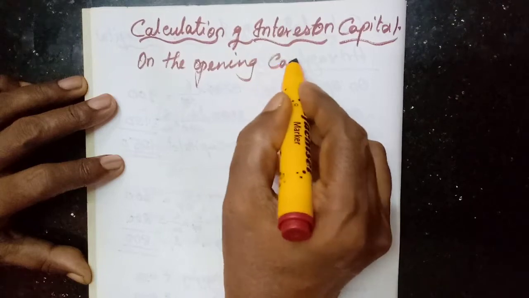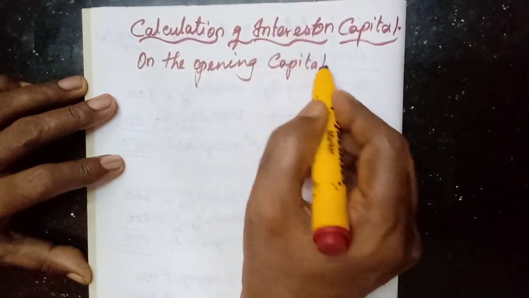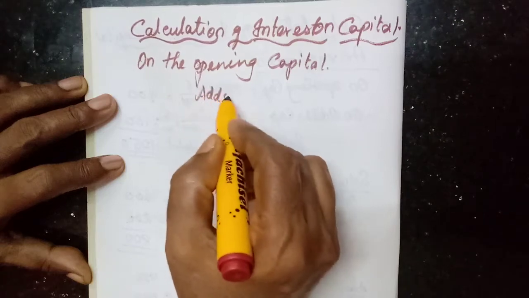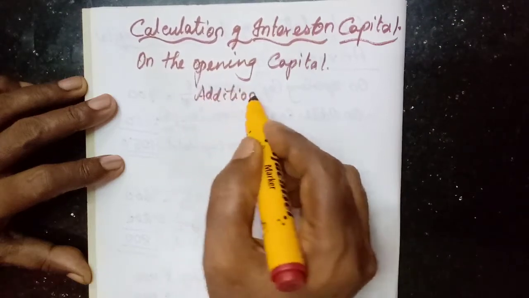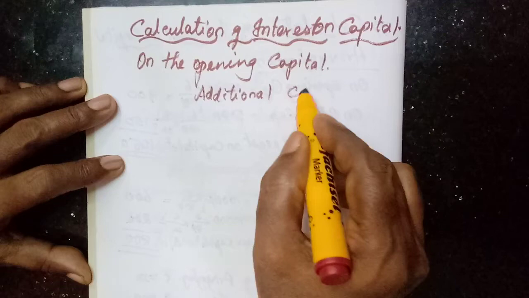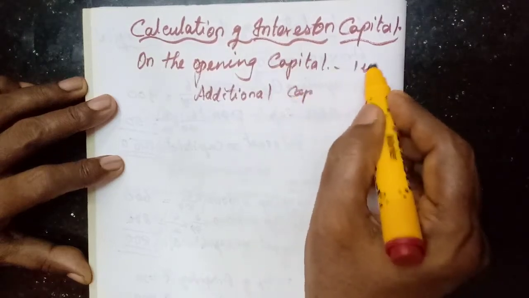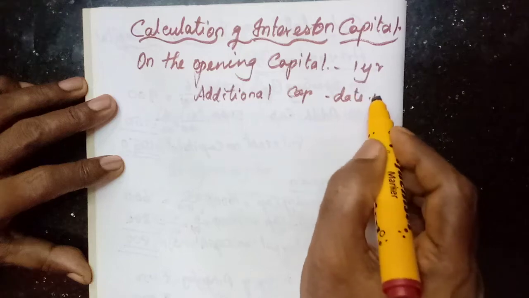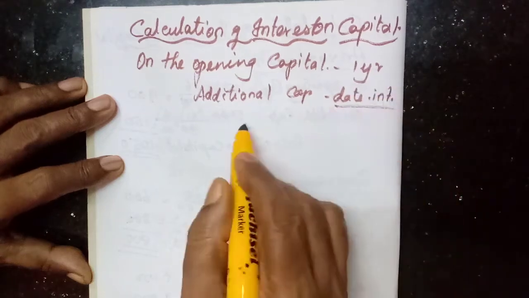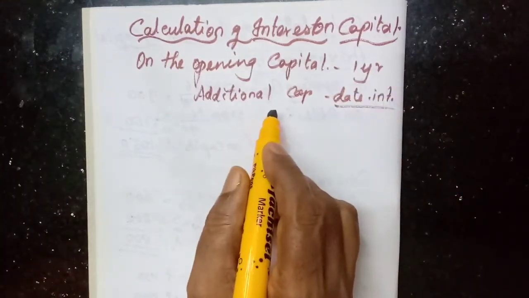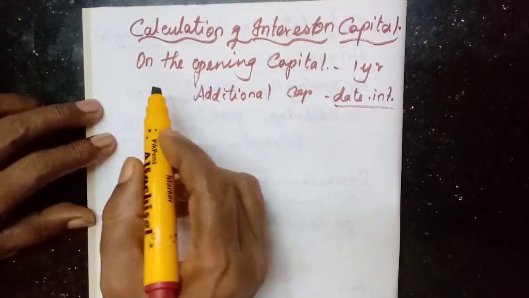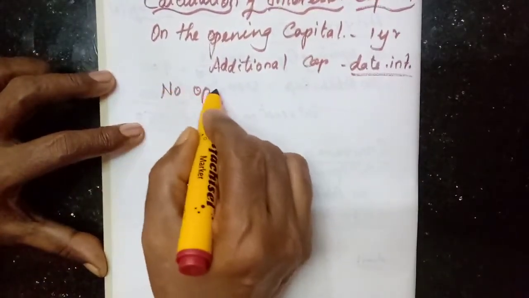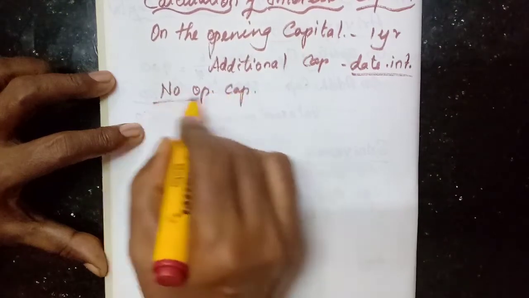That is why we calculate for 1 year. Then any additional capital, we will calculate from the day of introducing the additional capital. This one for 1 year, this one from the date of introducing. Okay. But in some problems they may not give the opening capital. If there is no opening capital, what do we have to do?